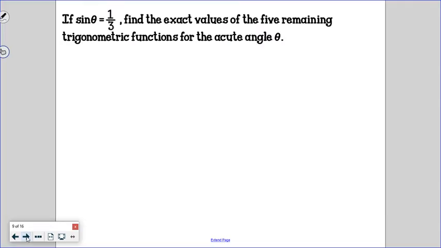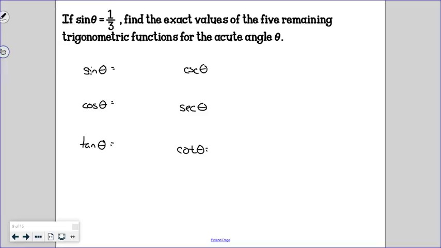On the last page, it asks us to find the 6 trig functions given a picture of the triangle. In this one, it says, if the sine of theta is 1/3, find the exact values. There's that phrase again that says we have to simplify our radicals and simplify our fractions of the 5 remaining trig functions of the acute angle theta. So we have 6 trig functions, right? Sine, cosine, tangent. And now the 3 new ones that we just learned today, cosecant, secant, and cotangent.